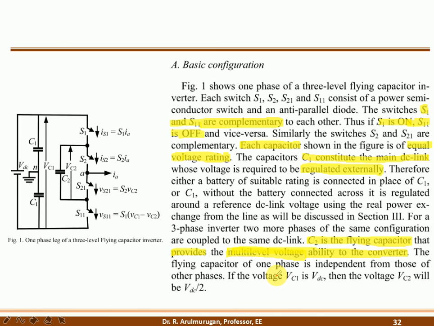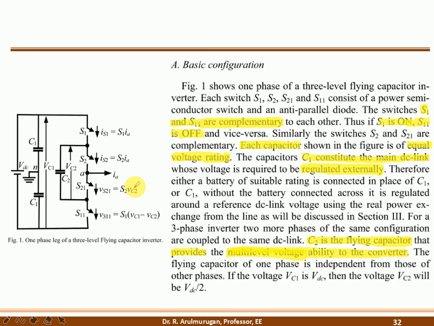And a few more points. In one leg there are two switches connected, on the higher side and the lower side. Here S1, S2, S21, S11. S1 and S11 are complementary. Complementary means when one is on, the other is off. S1 on means S11 is off. Similarly, S2 and S21 are complementary. When S2 is on, S21 is off, and when S21 is on, S2 is off.